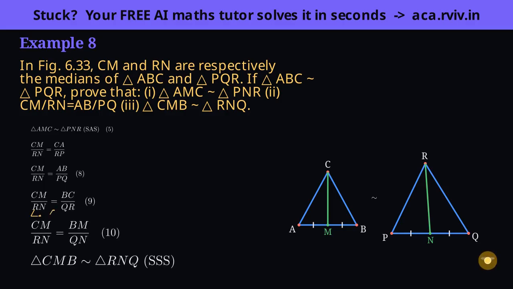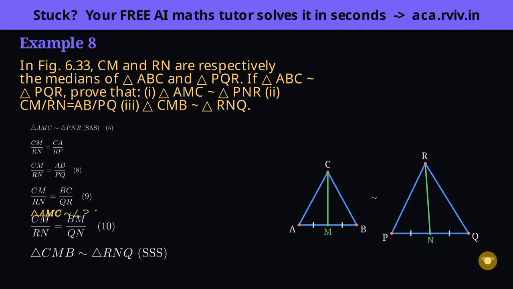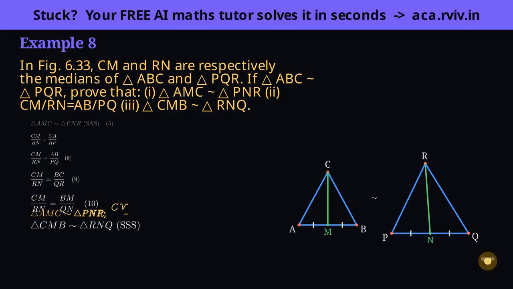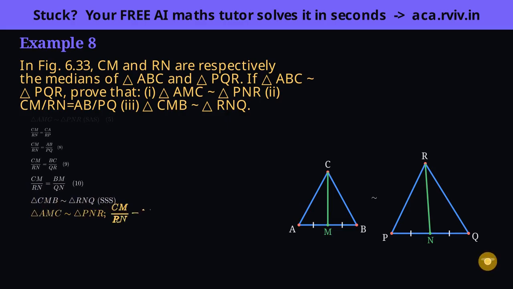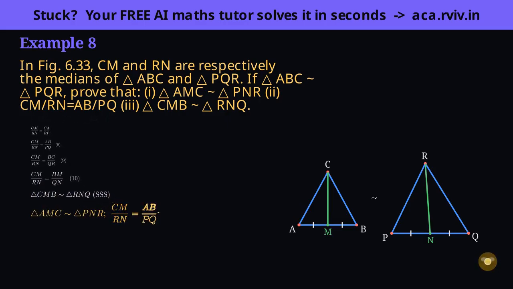The single idea powering all three parts: a median always halves its side, and having both a numerator and its partner halved leaves the ratio untouched. That's why corresponding medians of similar triangles carry the exact same ratio as the sides, a fact you can quote directly in board exams.